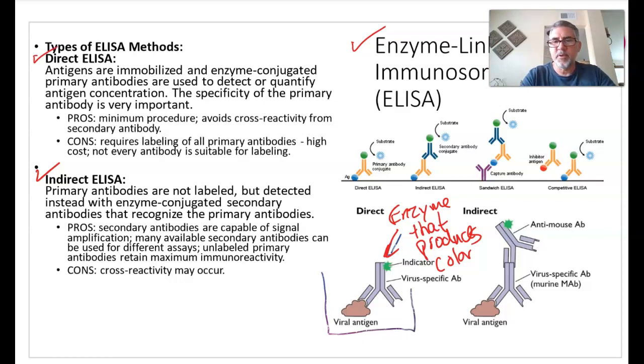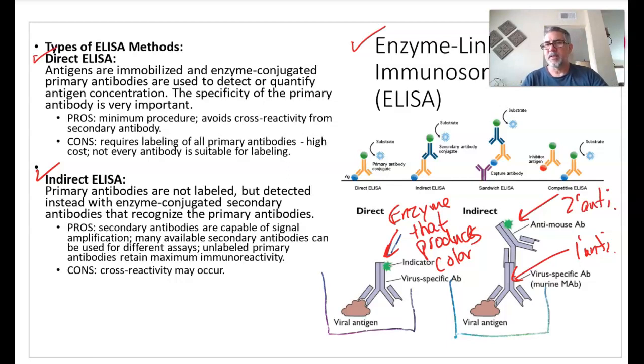If you look at it, it's pretty similar. So in an indirect, again, I have the well. My antigen attaches to the well, and now I get a primary antibody. So this right here would be my primary antibody. My primary antibody attaches to it, and then I have a secondary antibody. And that secondary antibody, just like here, has an enzyme that produces color.